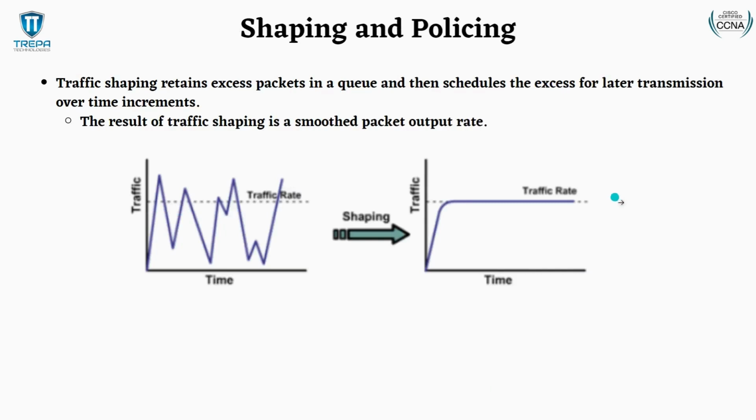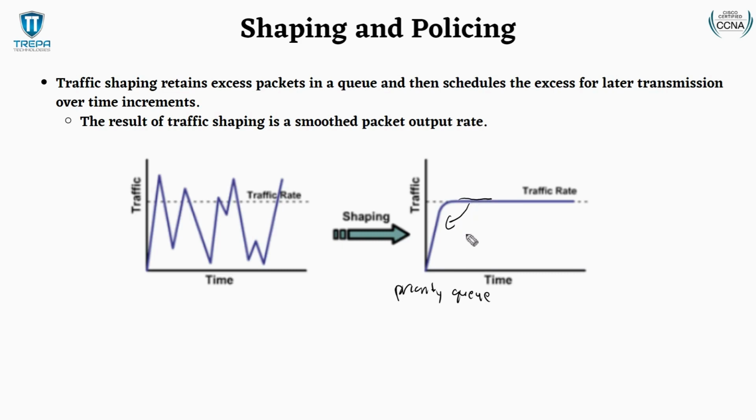Okay, and then let's go over shaping and policing. So traffic shaping, what this is going to do is actually retain any excess packets in a queue, and then it's going to schedule the excess for later transmission. So what we mean by this is essentially like when we have that priority queue, this is going to say, okay, well, we're going to shape you to make sure that you're consistently getting sent, but if you kind of go meet that threshold, we're not going to drop you.